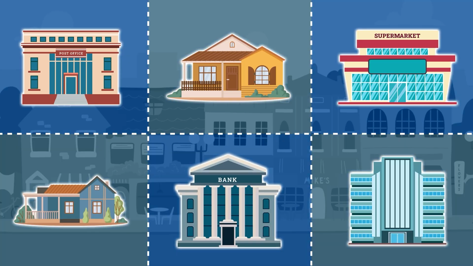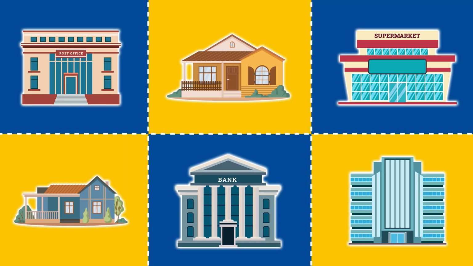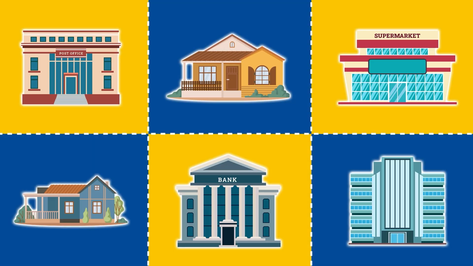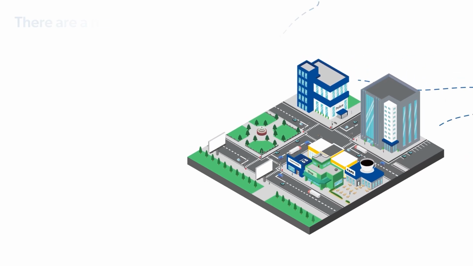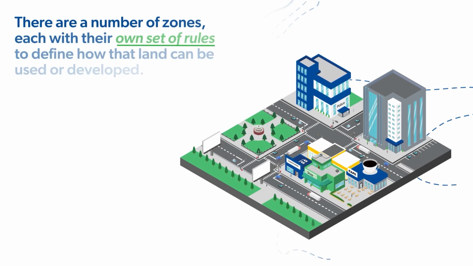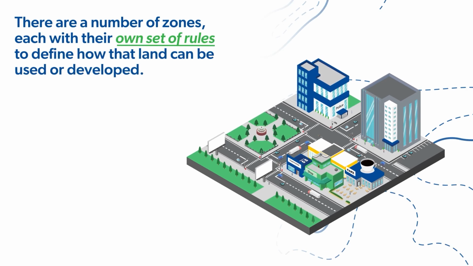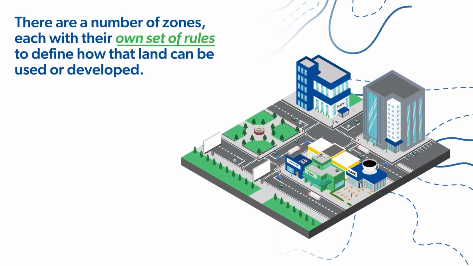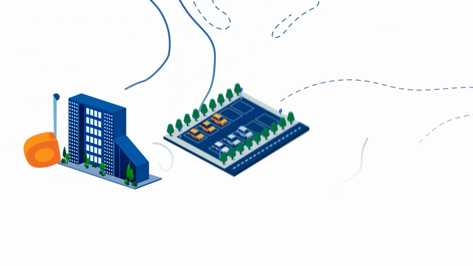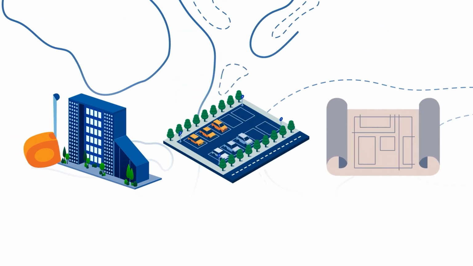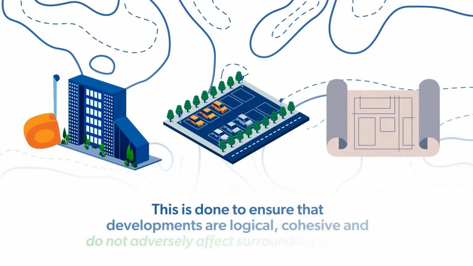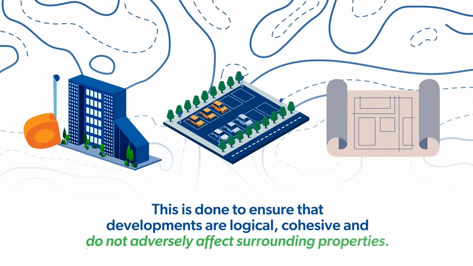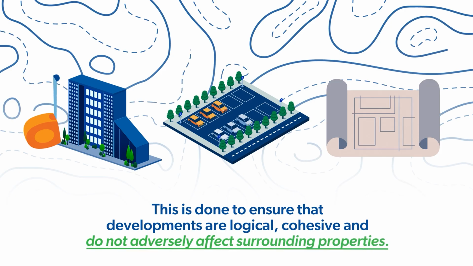Some lands are intended for residential use, while others are intended for commercial or employment uses. For example, within each land use designation, there are a number of zones, each with their own set of rules to define how that land can be used or developed. From the height of buildings, to parking requirements, to where structures can be located relative to your property line. This is done to ensure that developments are logical, cohesive, and do not adversely affect surrounding properties.